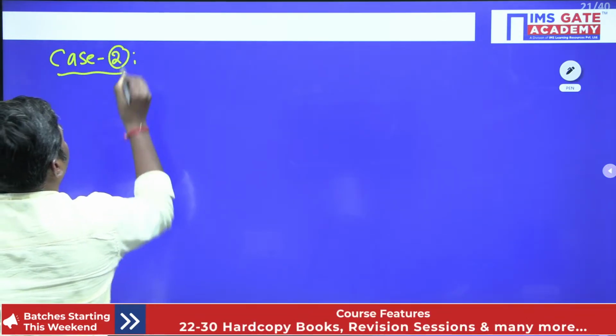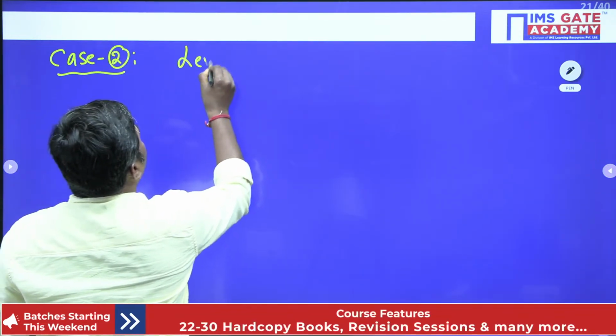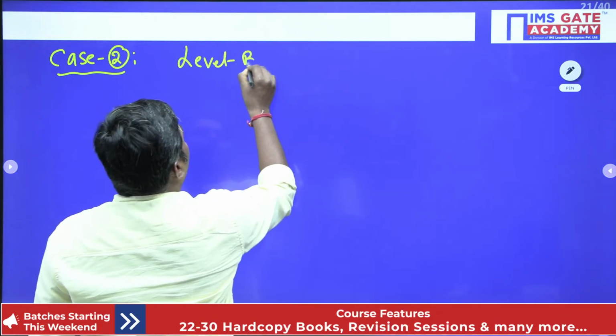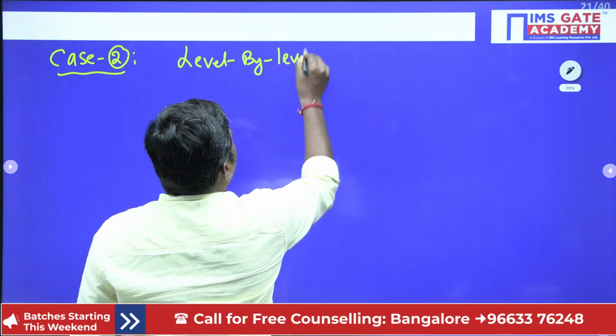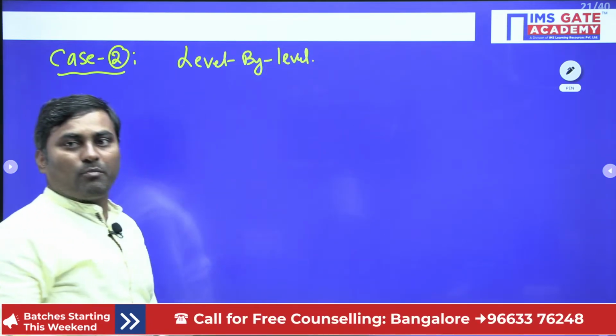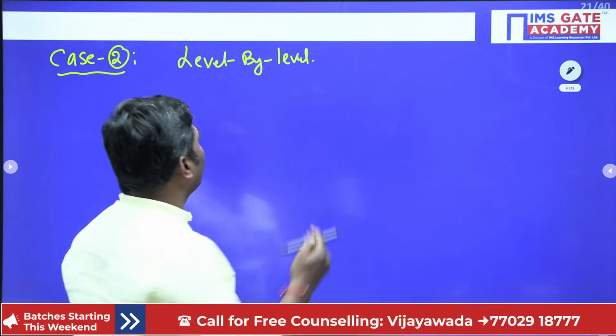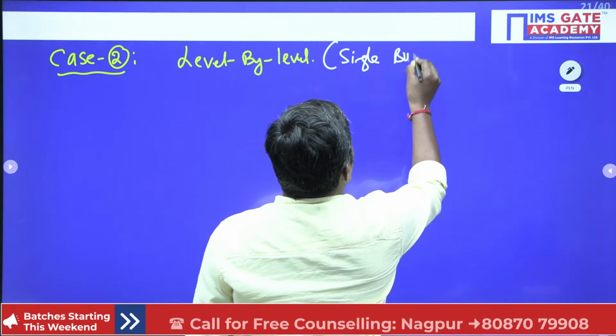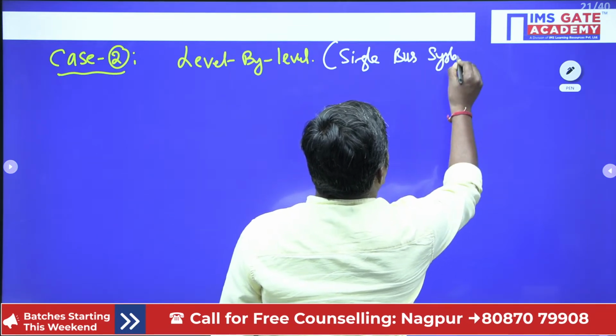Case number 2 is level by level connection. Please understand, level by level, not parallel, with a single bus system. So this is what a single bus system is. Please understand.